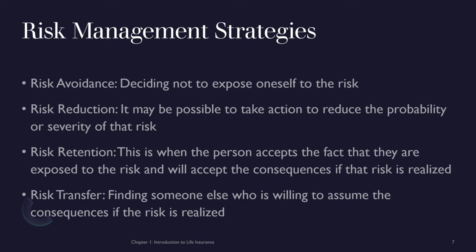First off, you have risk avoidance, and this is basically deciding not to expose oneself to a risk. For example, a person could avoid the risk of having a car accident by just choosing not to drive a car. Now, risk reduction is usually taking action to reduce the probability or severity of that risk.